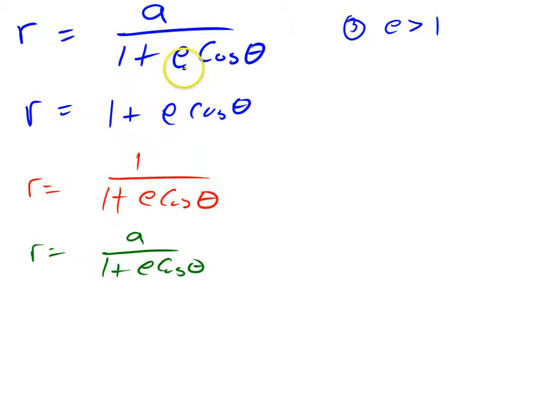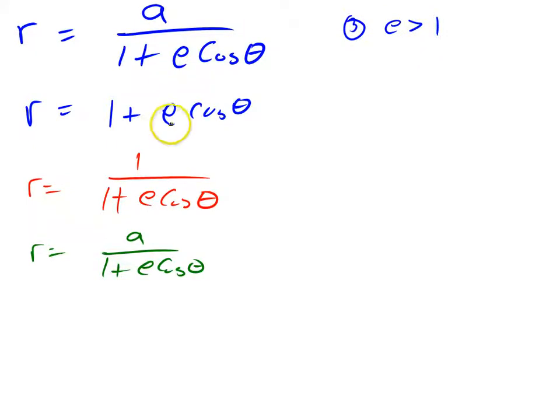So once more, I want to take a look at the graph of this r equals a over 1 plus e cos theta. And again, I'm going to do it by looking at the graph of the denominator and then taking the reciprocal and then scaling it by a. In this case, though, I have e being bigger than 1.